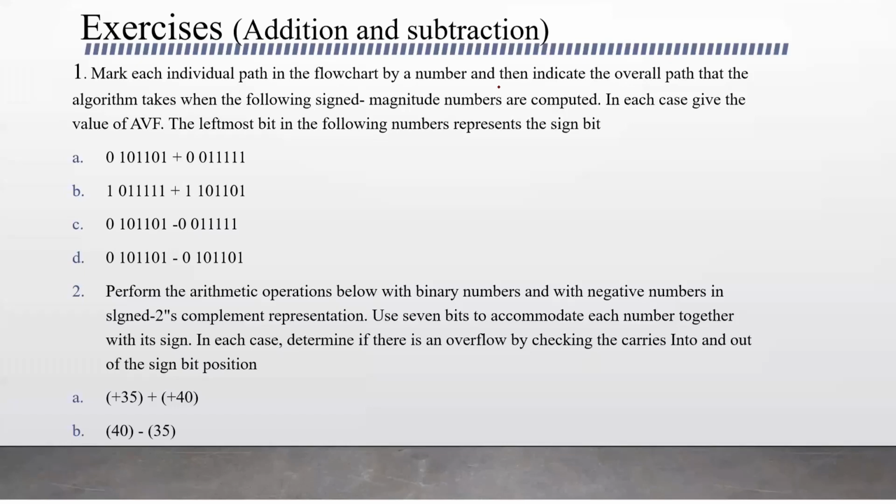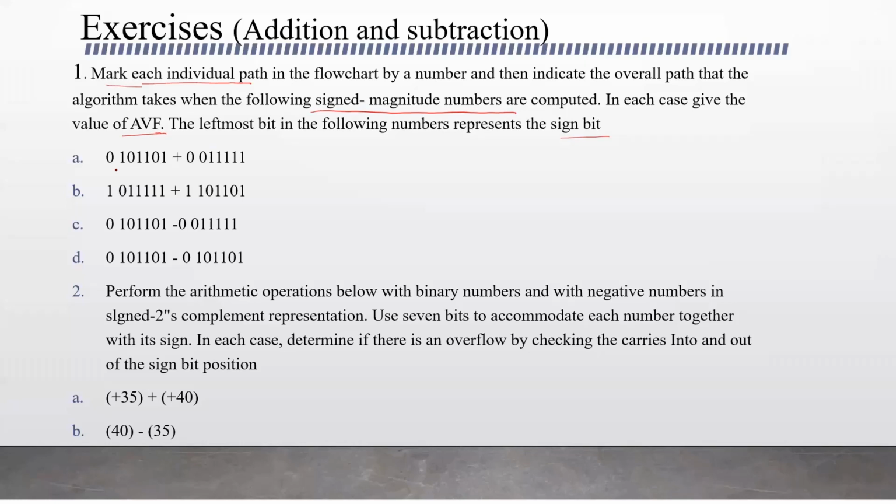So the question is, you need to mark the individual path in the flowchart by a number and then indicate the overall path that the algorithm takes when the following signed magnitude numbers are computed. In each case, give the value of AVF. First mark the individual paths, and then find the path that the algorithm takes when this particular computation is done. The leftmost bit in the following numbers is the sign bit.